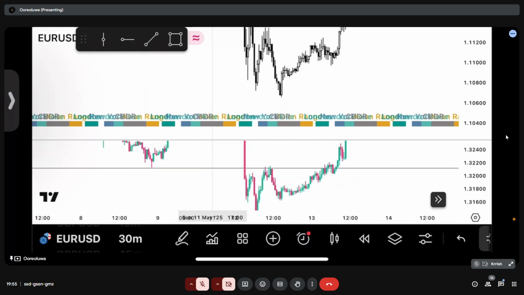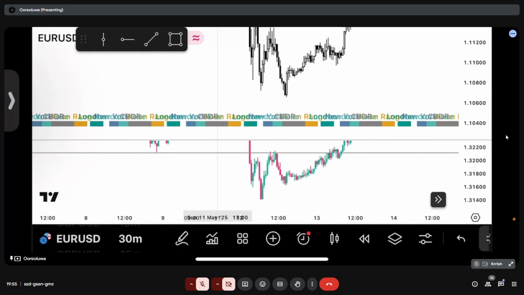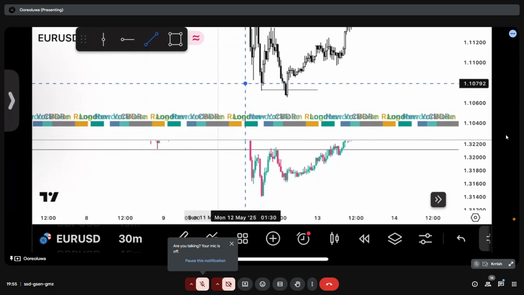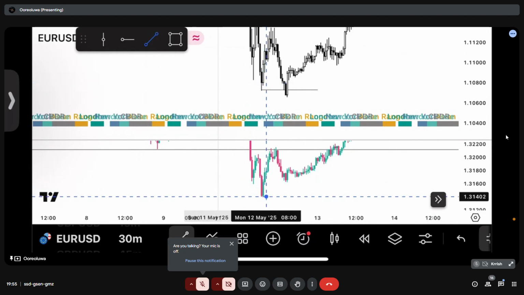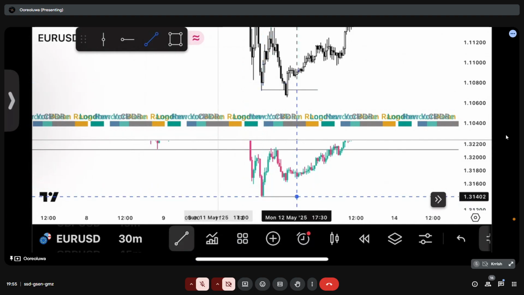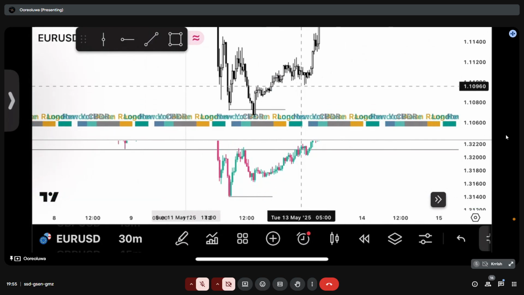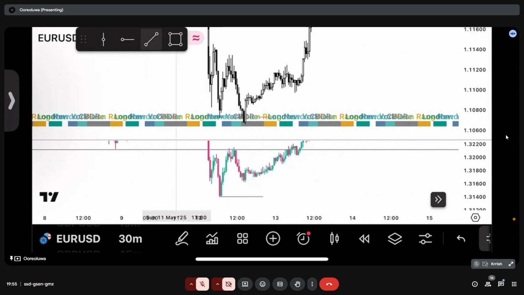So, double took out this low, right? And at this point, failure swing. So during key time, we take trade. Now this is where I took my own trade.